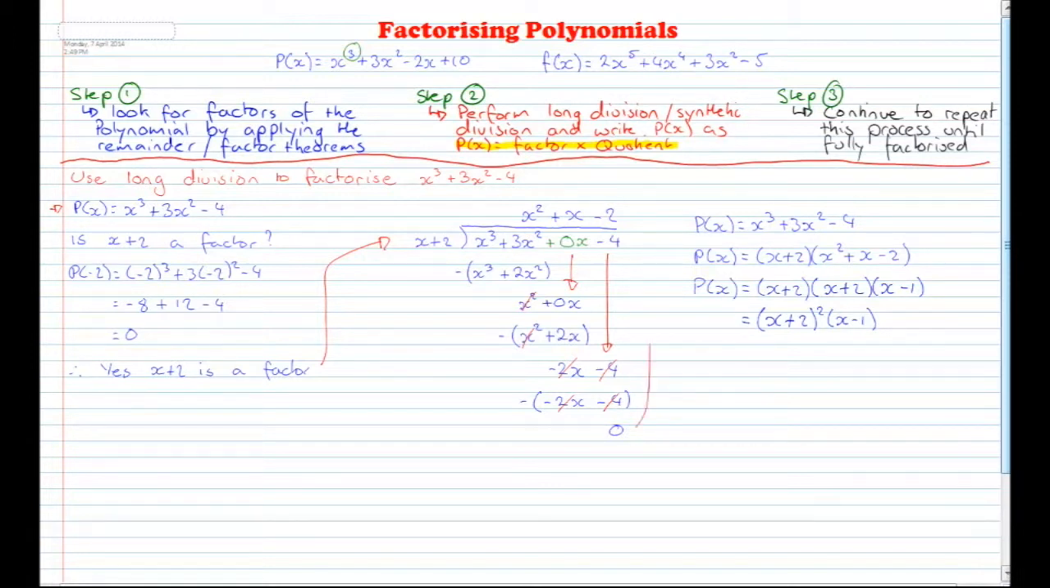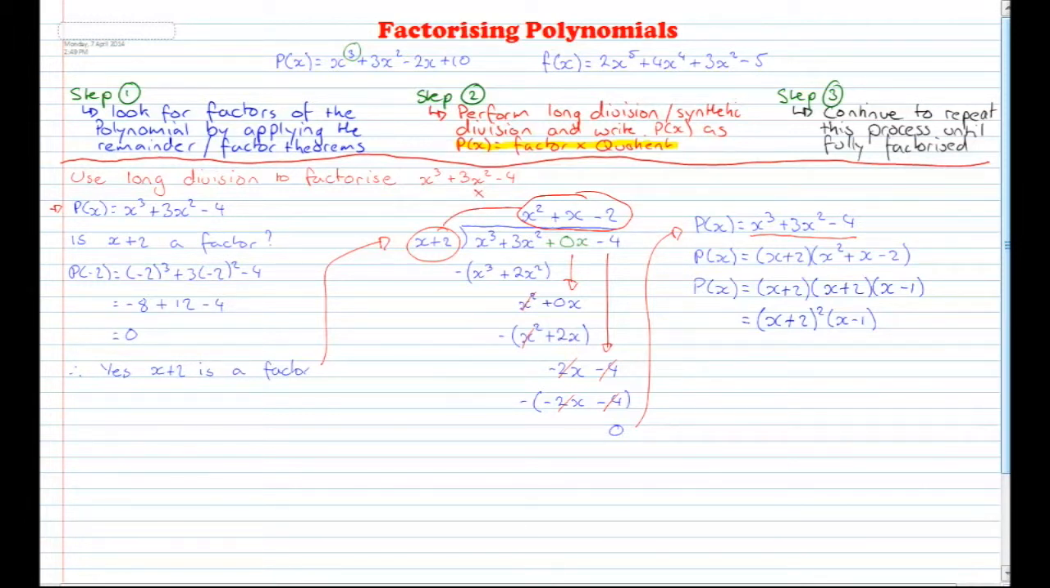Alright, now what I've done is I've come up here, I've rewritten out p of x being x cubed plus 3x squared minus 4, but what we do know now is I can rewrite this as two factors, that is x plus 2, which you can see over here, and x squared plus x minus 2, which you can see over here. I've written x plus 2, x squared plus x minus 2, because we know that these two, when we multiply them together, we'll get whatever you've got here.